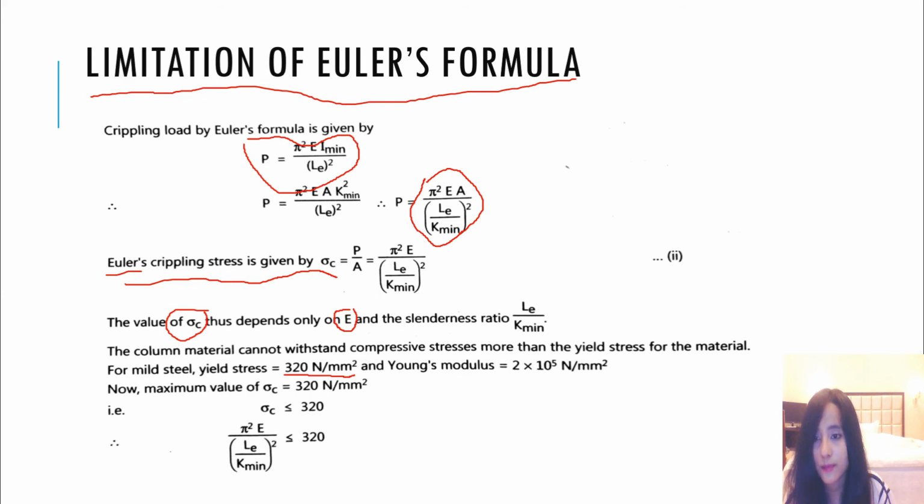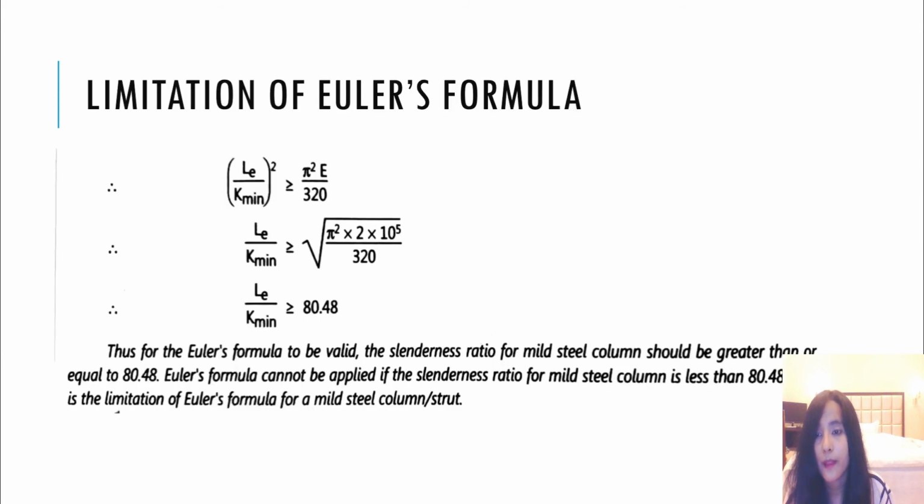Young's modulus is this much. And now the maximum value of sigma c will be equal to this much only, because if we take more than this, it will go out of the limit of proportionality. So here sigma c will be more than or equal to 320, and sigma c is equal to this value here, will be less than or equal to 320. Now from here at the end we get this value here.